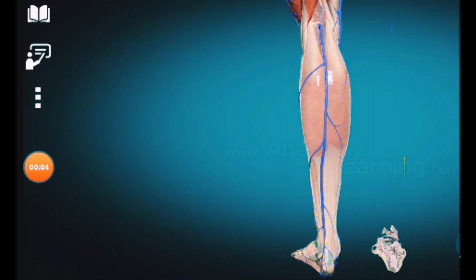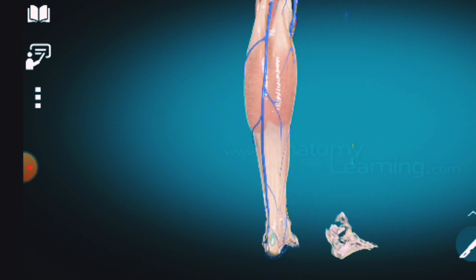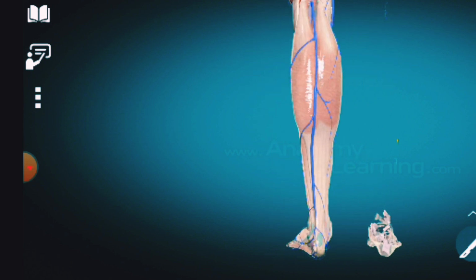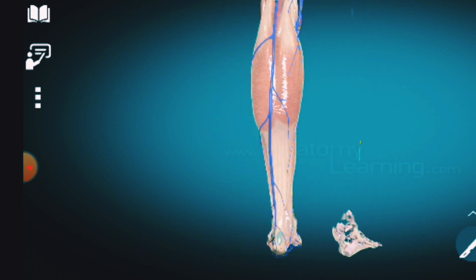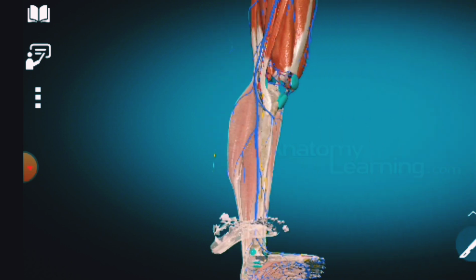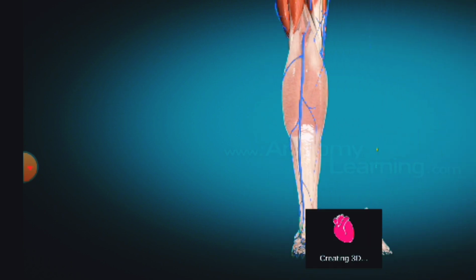So today we are going to talk about the leg and the foot. The leg has the superficial fascia and skin, and we are going to talk about first the posterior side before we go to the anterior and the lateral sides. So beginning with the cutaneous vessels and nerves.